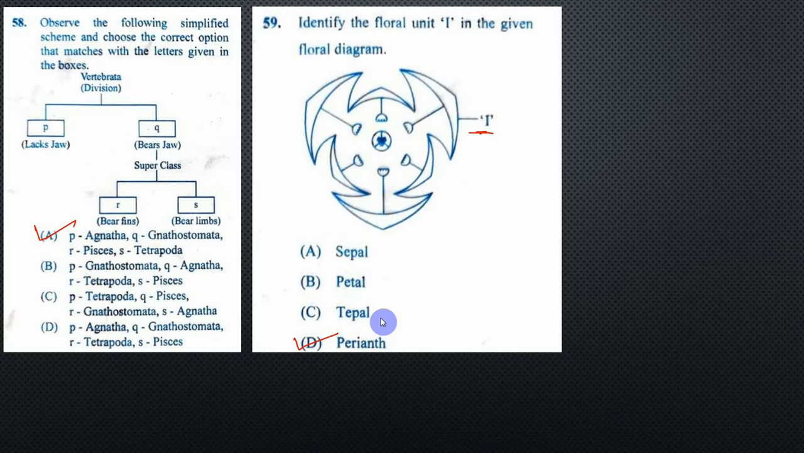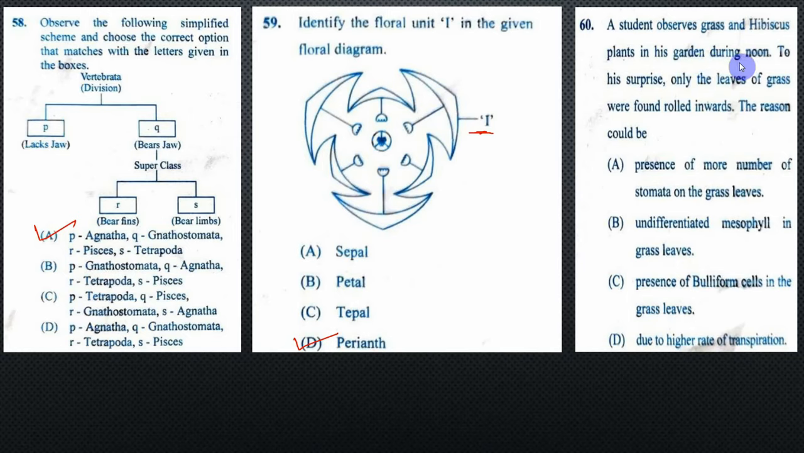Now moving on, the last question that we are having. A student observes grass and hibiscus plant in his garden during noon. To his surprise, only the leaves of grass were found to roll backwards. The reason could be the presence of more number of stomata on the grass leaves, undifferentiated mesophyll in the grass leaves, presence of bulliform cells in the grass leaves. D is due to high rate of transpiration.